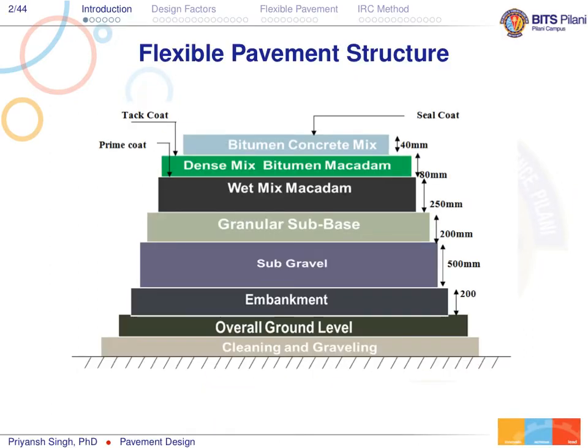We have already seen that the pavement is made up of different layers, and these layers are made from different materials, where the quality of the top layer is best and the quality of the layers below is comparatively lesser, and ultimately we have these layers made over a natural soil or a prepared soil that is known as subgrade.